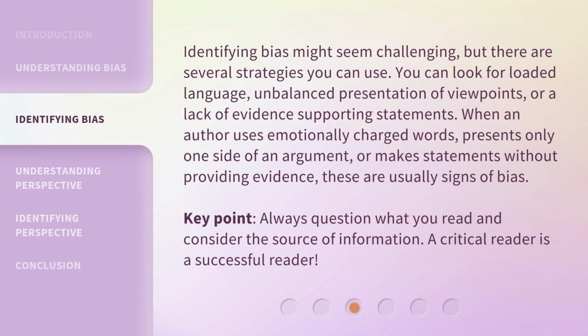However, when we're aware of the potential for bias, we can make more informed judgments about what we read. Identifying bias might seem challenging, but there are several strategies you can use. You can look for loaded language, unbalanced presentation of viewpoints, or a lack of evidence supporting statements. When an author uses emotionally charged words, presents only one side of an argument, or makes statements without providing evidence, these are usually signs of bias. Key point: always question what you read and consider the source of information. A critical reader is a successful reader.